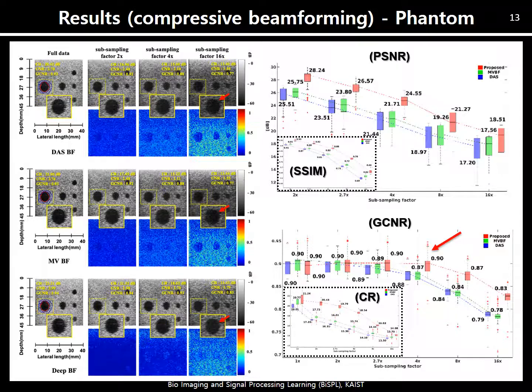A relatively similar behavior is shown in other performance measures as well, like PSNR, SSIM, and CR. You can see that the performance does not decrease rapidly, it just linearly goes down. But after 4 times downsampling, it suddenly drops. So yeah, 4 times is actually a huge number if you compare subsampling factor.